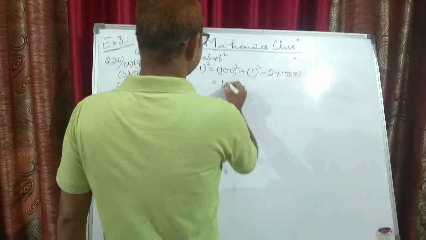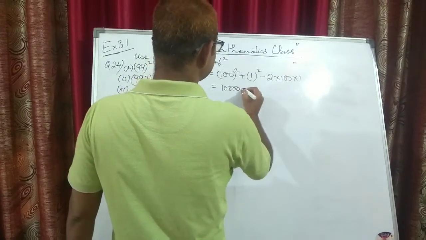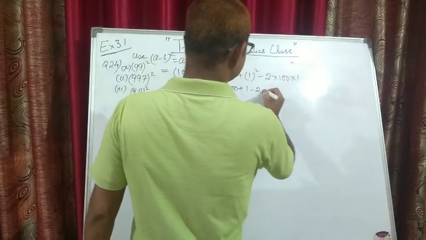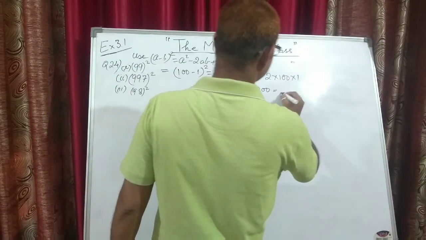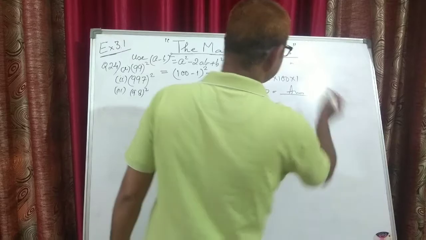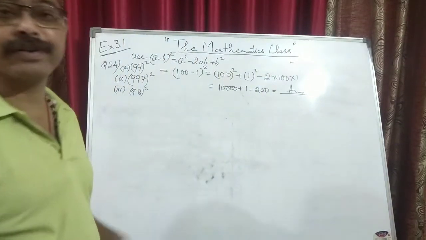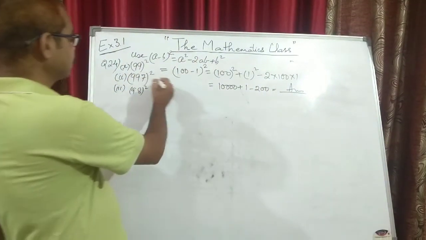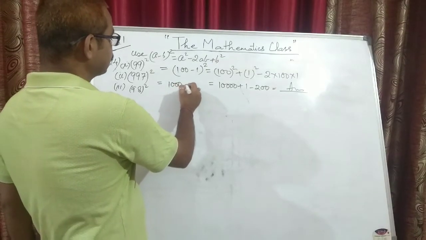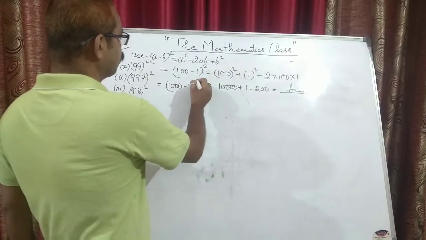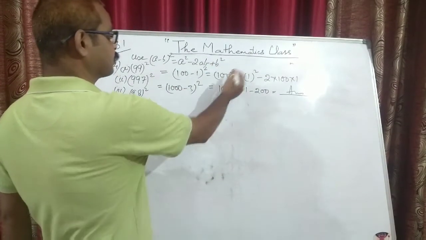Now when you solve it out, it will be 10,000 plus 1 minus 200. 2 into 100 into 1 is 200. So the rest you can solve. Simple calculation is required, so you can calculate. Similarly, 997 can be written as 1000 minus 3 whole square, and you can expand according to this and solve the value.